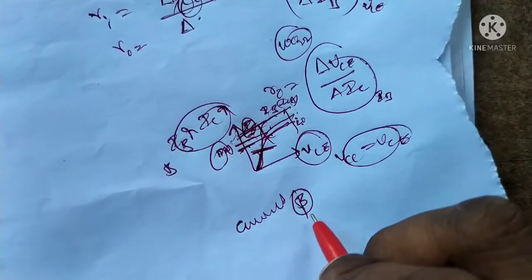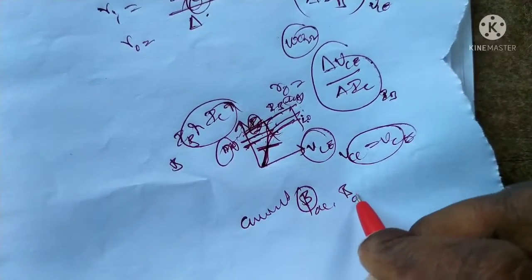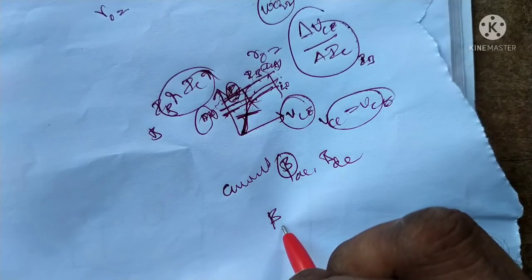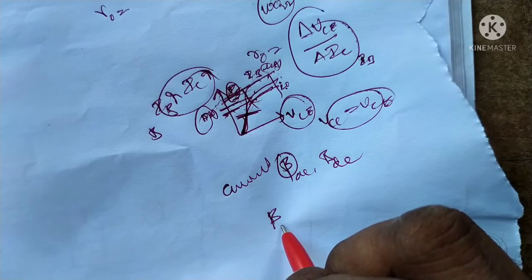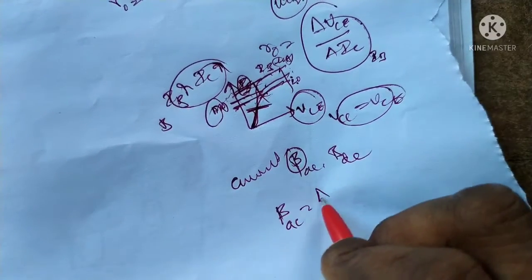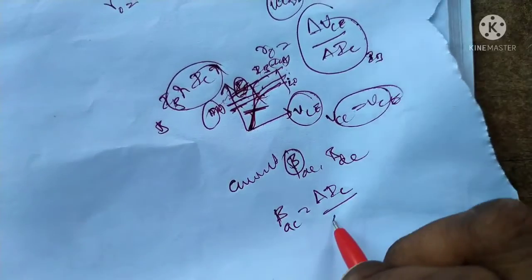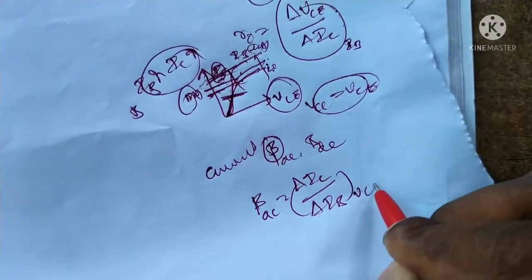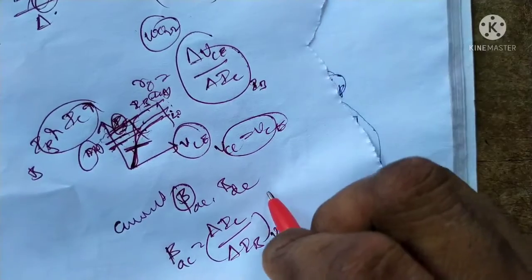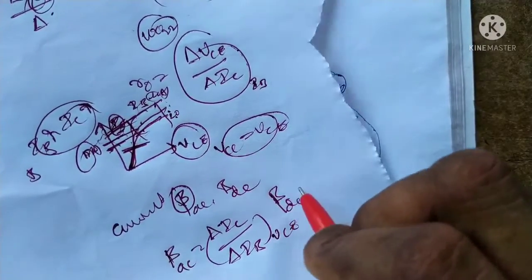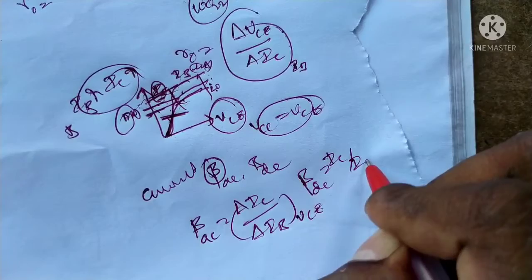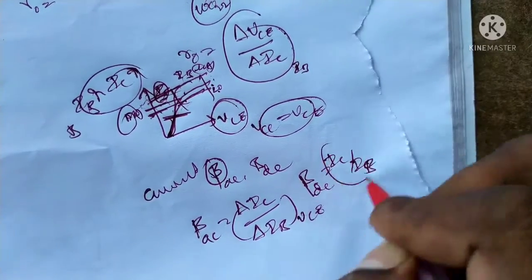Also, from the transistor we can get the current amplification factor, denoted by beta. It has an AC and a DC form. In the case of AC, the current amplification factor is equal to the change in collector current over the change in base current at constant VCE. In the case of DC, beta DC is equal to the collector current IC divided by the base current.